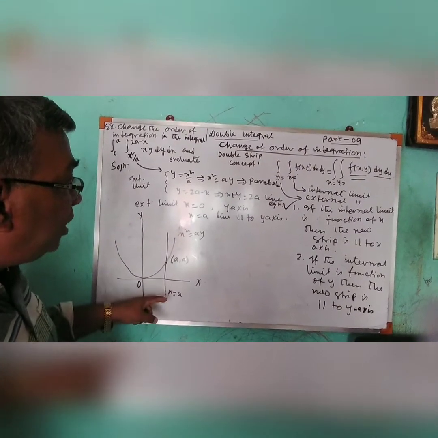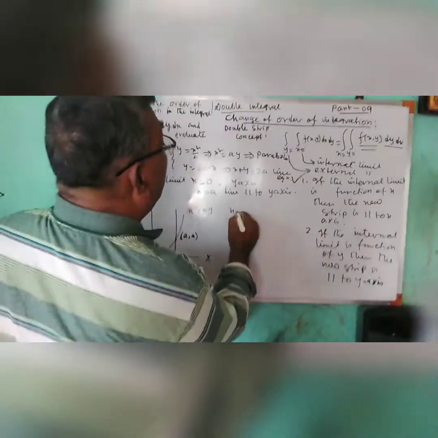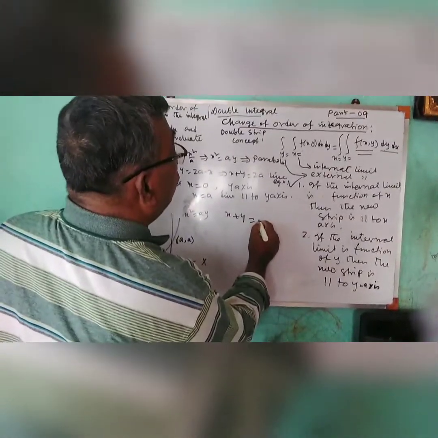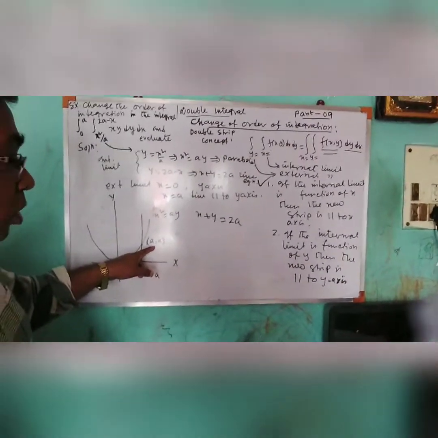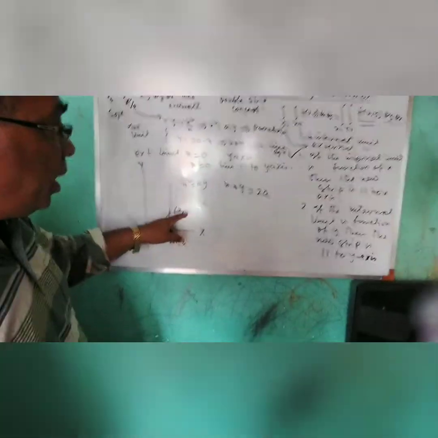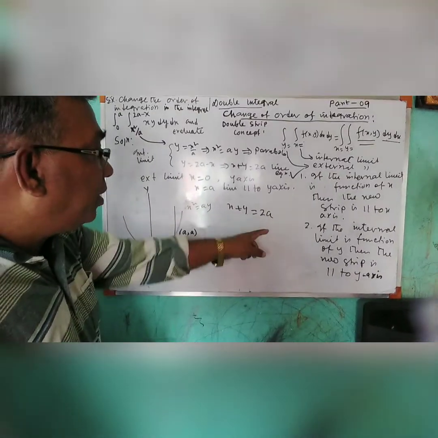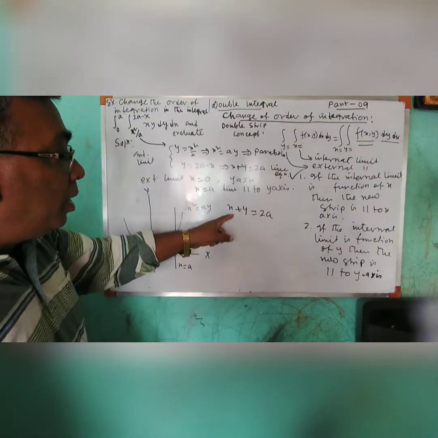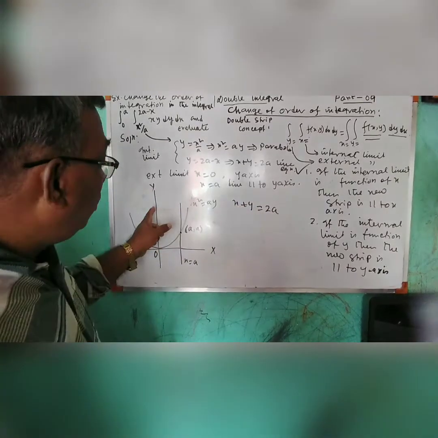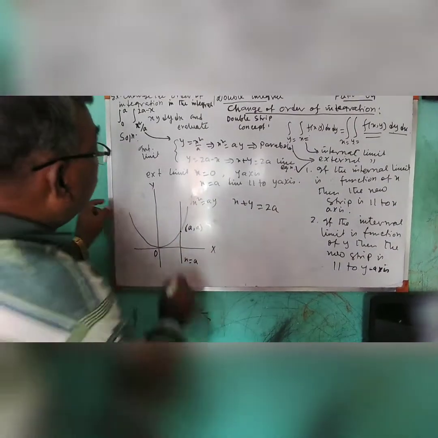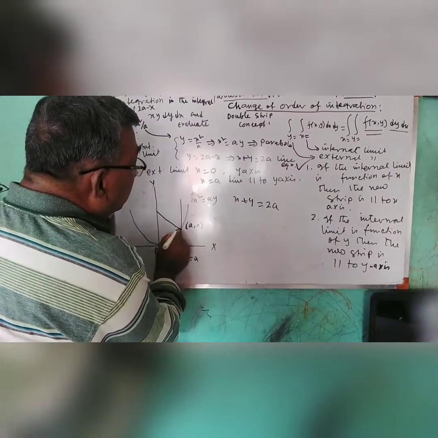Firstly, you have to see whether the line x plus y equal to 2a passes through this point or not. If we put x equal to a and y equal to a, then we are getting 2a. That means (a, a) satisfies this equation. That means this line x plus y equal to 2a will pass through this point. So we can draw this line like this.